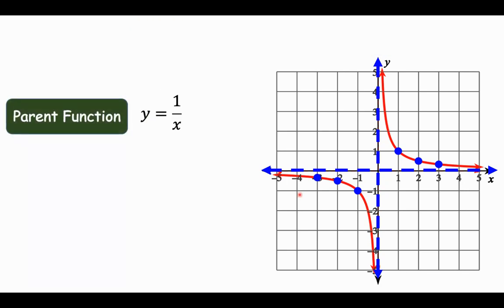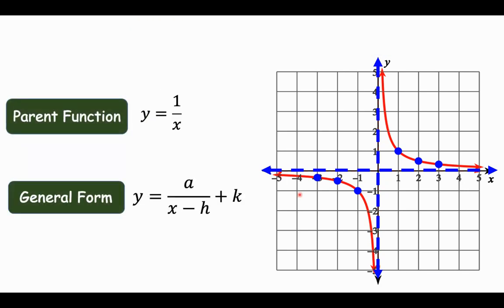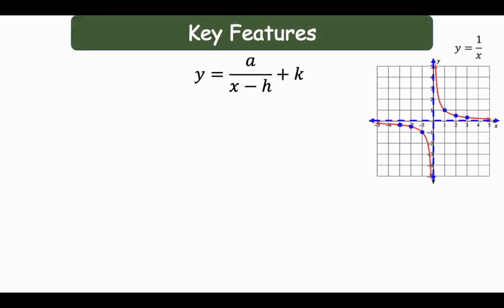So this parent function, and then like I said, we have a general form, which we're about to get into. And then basically we're going to have A, H, and K values and explore how those affect the general shape of the graph. So let's pull that off to the side. We have our parent function over here while we go over some key features that you're going to have to be able to find and identify as far as this reciprocal function goes.